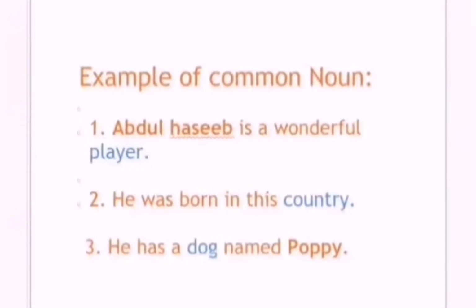Abdul Hasib is a wonderful player. He was born in this country. He has a dog named Poppy. Here, player, country and dog is the example of common noun, and we write it with small letters.